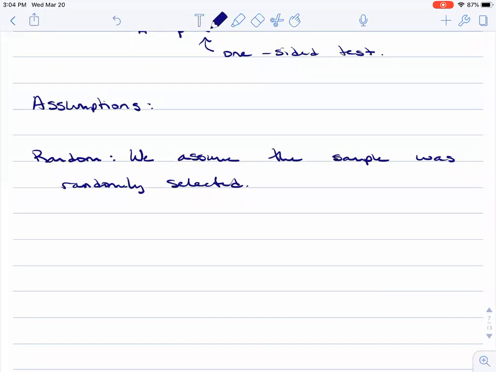At this point in my marking of the final, am I actually reading your answers? No, probably not. So if you just have something that looks good, yeah, we assume the sample is randomly selected. Moving on. Yeah, that's fair.